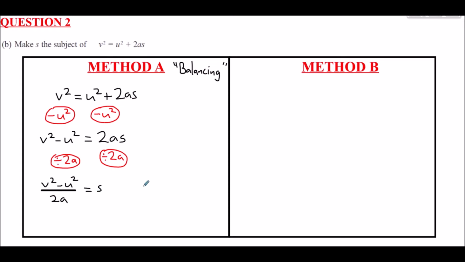But we're still not done. If s is the subject, we need to write it s first. So we just keep it exactly the same, but reverse the order. And we say that s equals v squared minus u squared all over 2a.